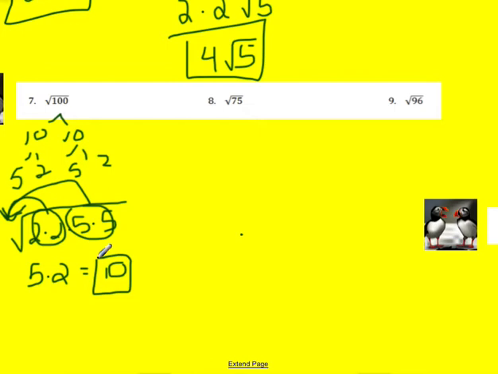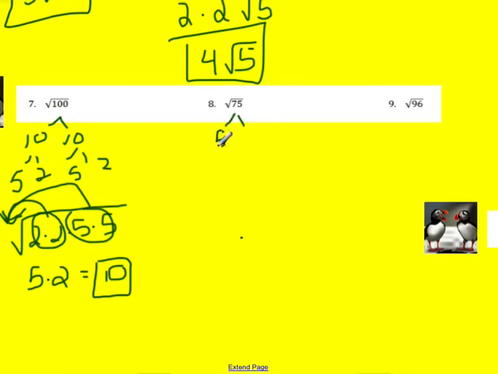Taking a look at 75. So for 75, I know that 75 is divisible by 25. So there are multiple different ways that you can be doing this. If you want to use 5, you can do that as well. There's a lot of different ways you can be doing this. So 75 can be broken down into 5 and 25. No matter what way you do, you will always get the right answer if you do it correctly.